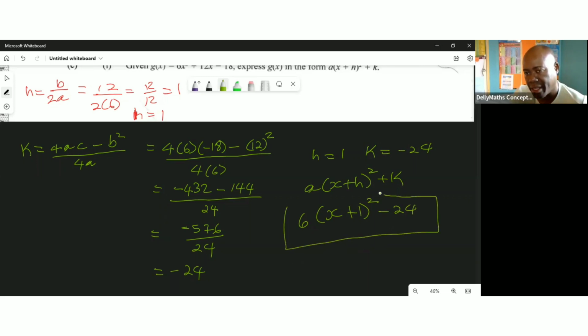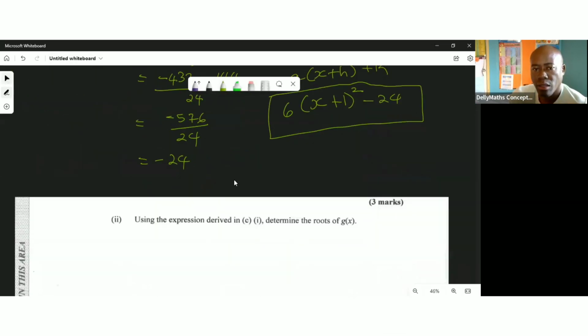As I said, there are many approaches. This is just one way you could have done it. And then that would be the answer. All right, let's see the next part.